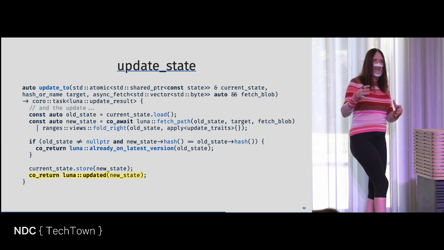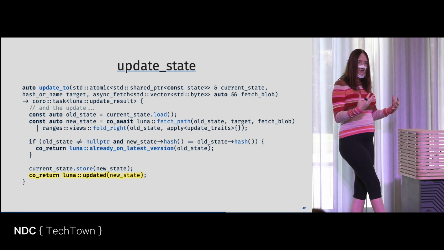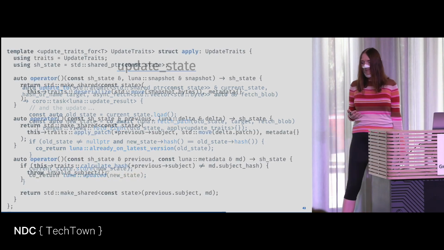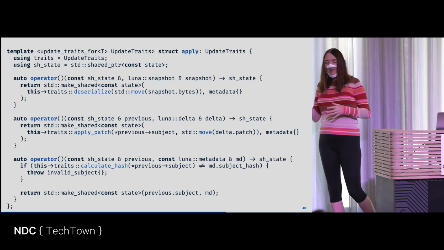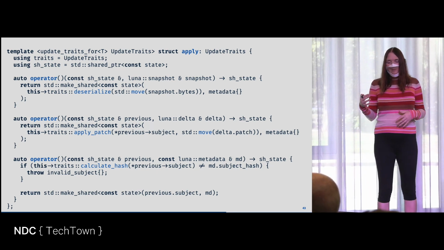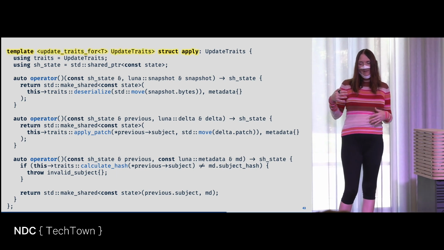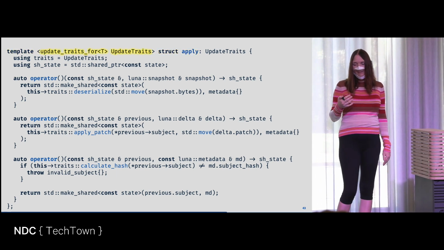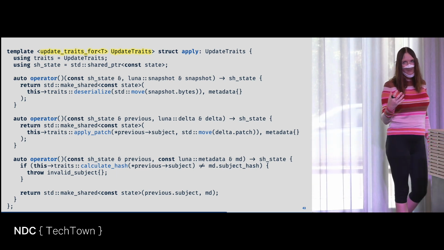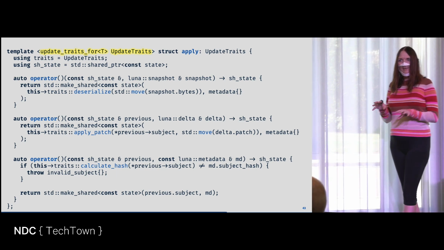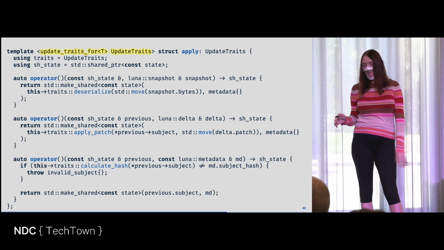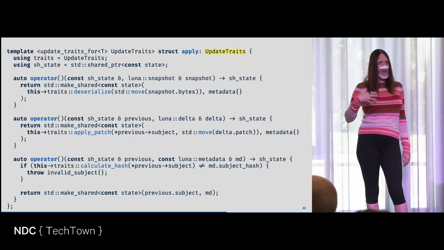Maybe store the object into persistent storage, maybe, and the apply functor. Let's say it's just some template for update traits. Update traits is a trait of your type you are updating, because this update system can work with any data structure you want. It can be a vector of bytes, it can be a tree, whatever. You just need to describe how you update it.